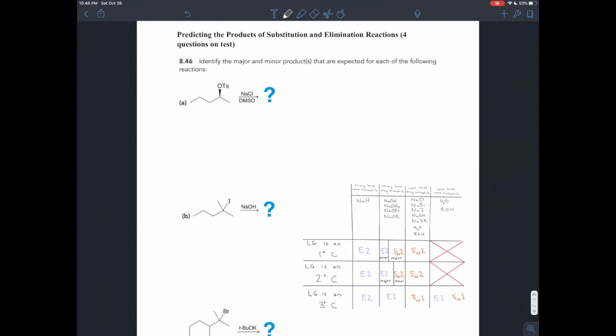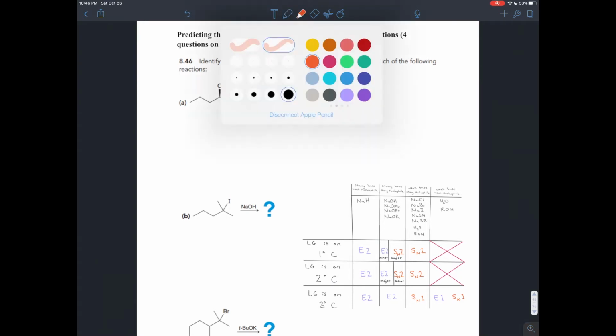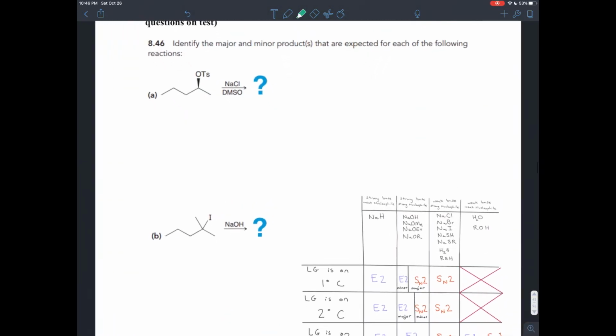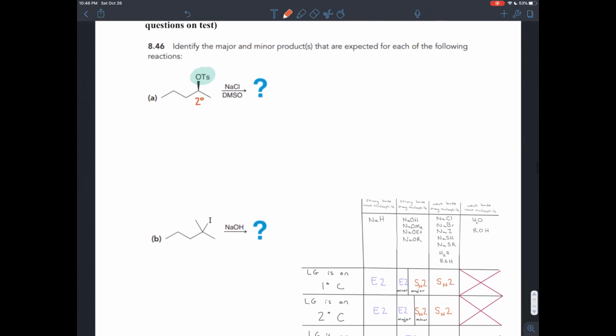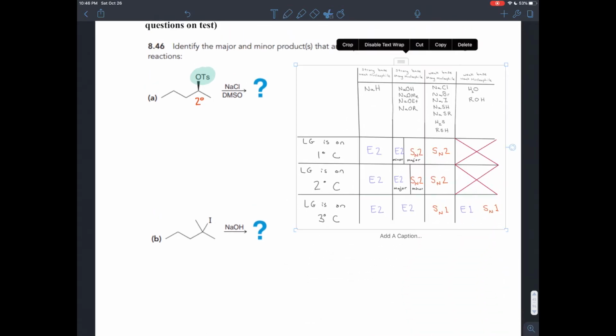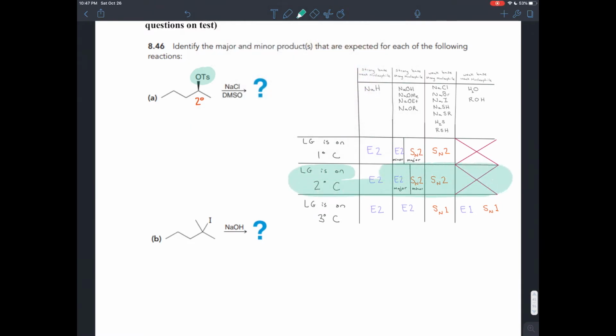Okay, so they want to know the major and minor products for a bunch of reactions. Well, first, we see our leaving group, and let's start with A. We see our leaving group here, and the carbon that it's on is bonded to two other carbons. So that is a secondary carbon. So our leaving group is on a secondary carbon. So if we're just trying to figure out the mechanism, we know that the leaving group is on the secondary carbon, so we're dealing with this row of our table.